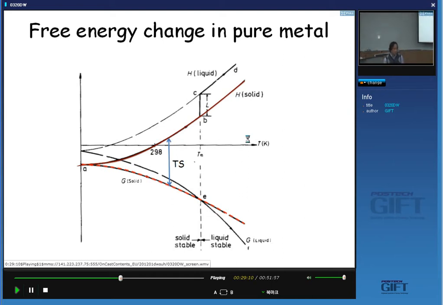Usually, you can evaluate the free energy of a pure metal by measuring the heat capacity. As I mentioned, when we define the enthalpy of the pure substance to be zero at 298 Kelvin, this will be some enthalpy change of some arbitrary pure element. And by considering the contribution from the entropy, we can draw the free energy curve of the pure element as a function of temperature. And it will have a shape like this one. Okay?